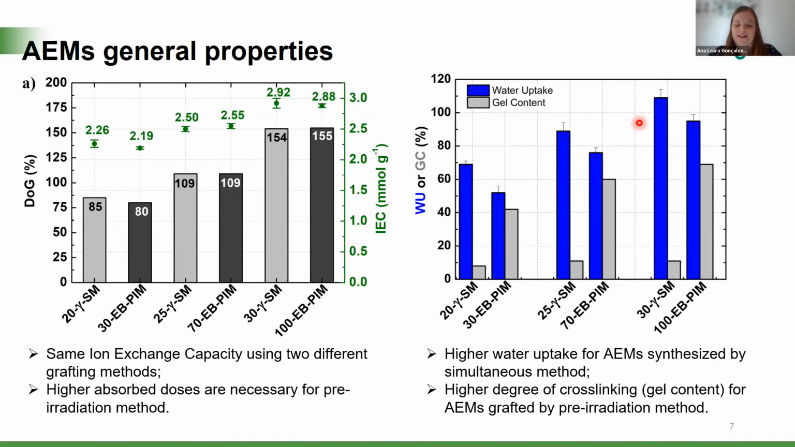Polymers with high cross-link density usually retain less water because of the low free volume between the polymer chains, which is the case of the pre-irradiated membranes. To confirm this, we determined the gel content of the irradiated films, which is directly related to the cross-linking. It's these gray bars here. So the results evidence that the number of cross-links in the pre-irradiated samples is considerably higher than in the ones synthesized by the simultaneous method. So we have a higher degree of cross-linking in these membranes.